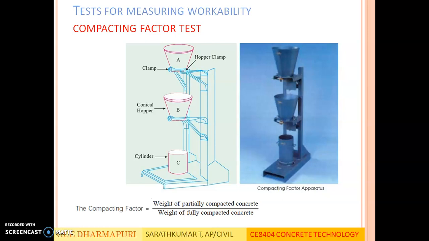The cylinder is taken as it is, and any particles outside the cylinder or in and around it are removed. The weight of the cylinder with the freshly mixed concrete filled into it is weighed. It is taken as the weight of partially compacted concrete. Then the concrete is compacted fully inside the cylinder, and the weight is taken as the weight of fully compacted concrete. The ratio of the weight of partially compacted concrete to the weight of fully compacted concrete is the compacting factor.